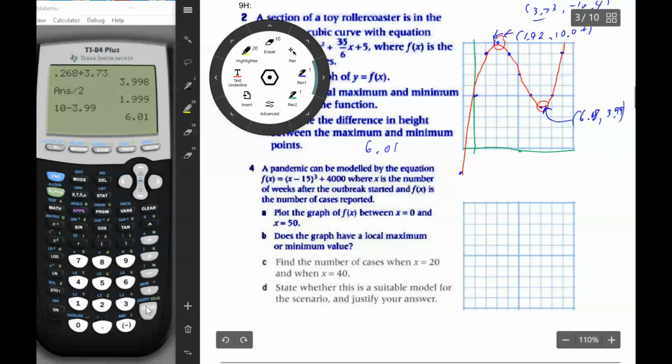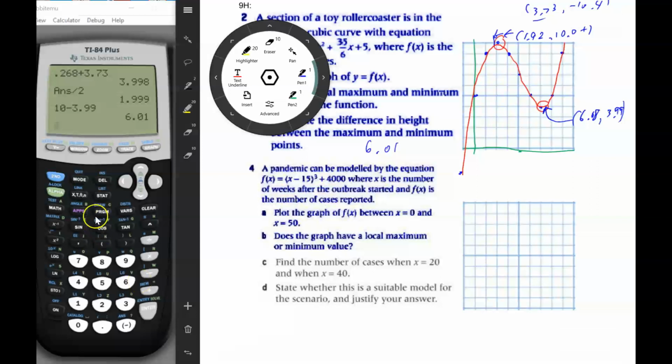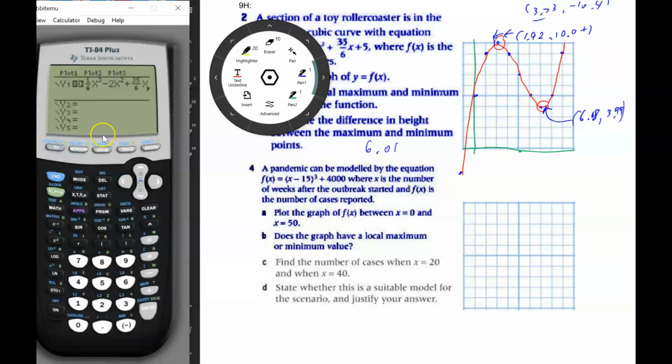the number of weeks after the outbreak started and f of x is the number of cases reported. Plot the graph of f of x between x equals 0 and x equals 50. Does the graph have a local maximum or minimum value? Okay, so let's type in the equation.